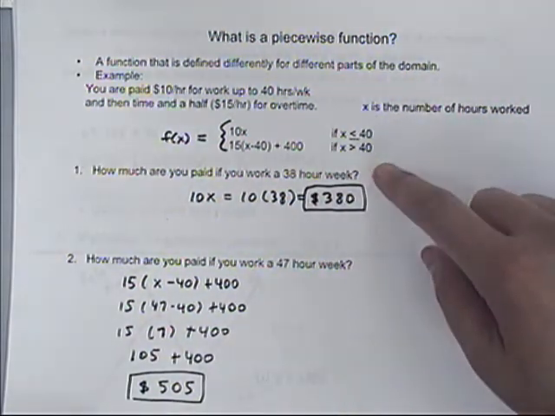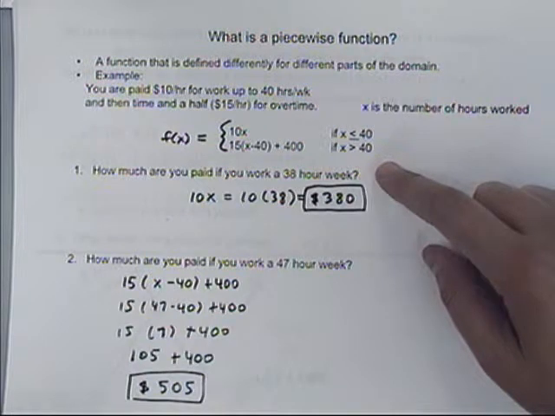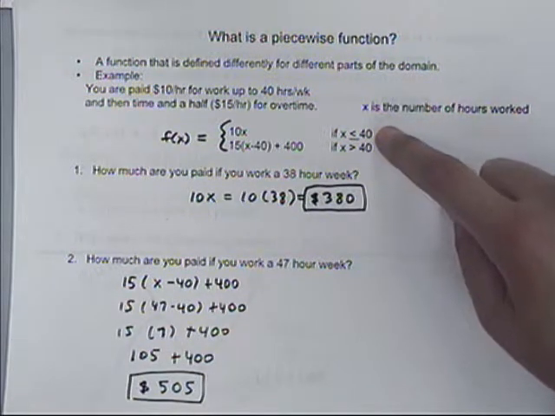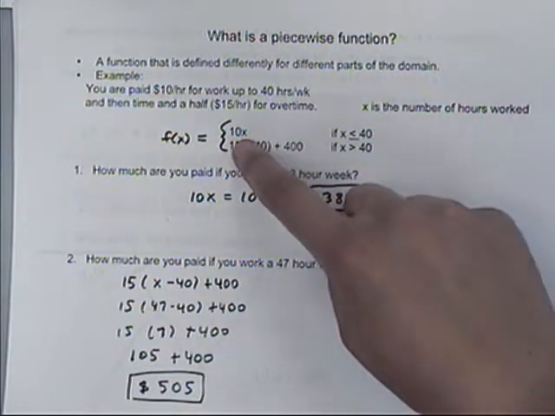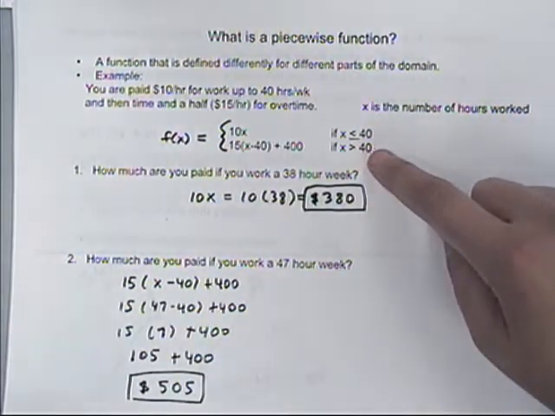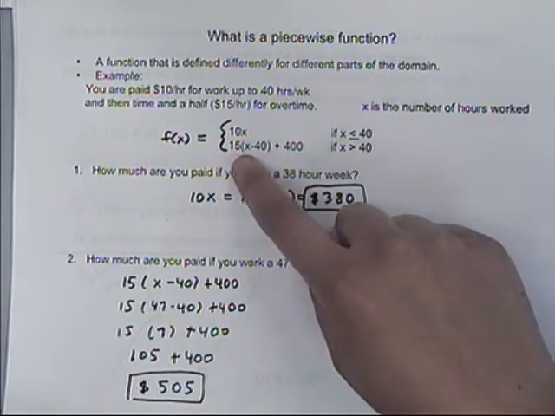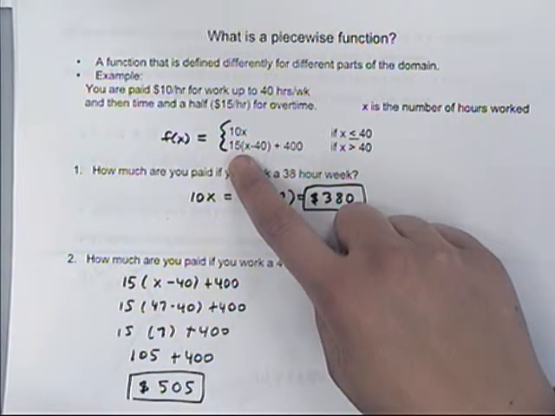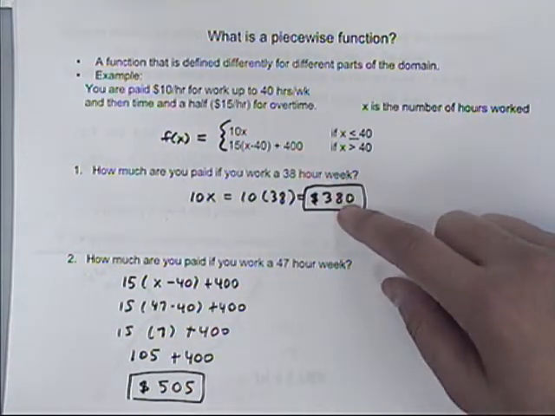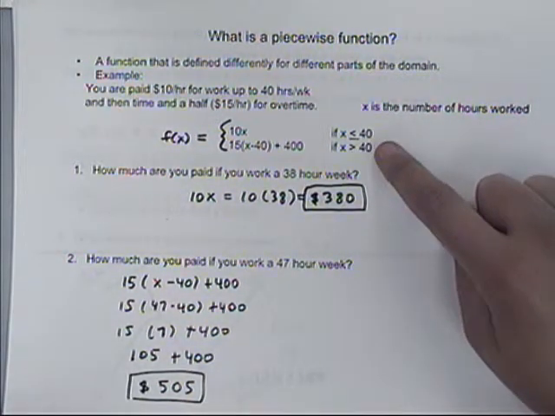So, for example, this example talks about hours of work and how much you get paid. If you work up to 40 hours a week, you just get paid the regular $10 an hour. But if you work more than 40 hours a week, then you get paid an extra $5 an hour for every hour you work more than the 40 hours. So every question is going to fall into either this category or this category.